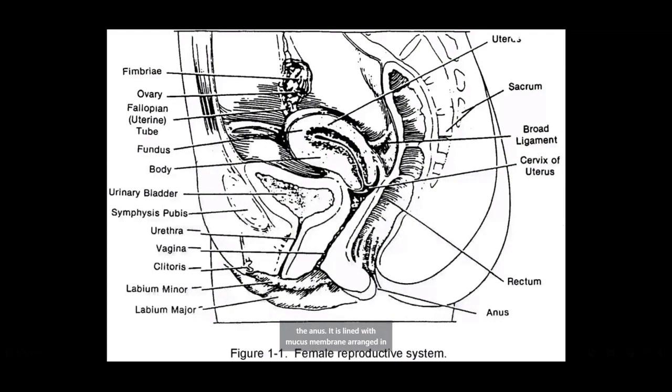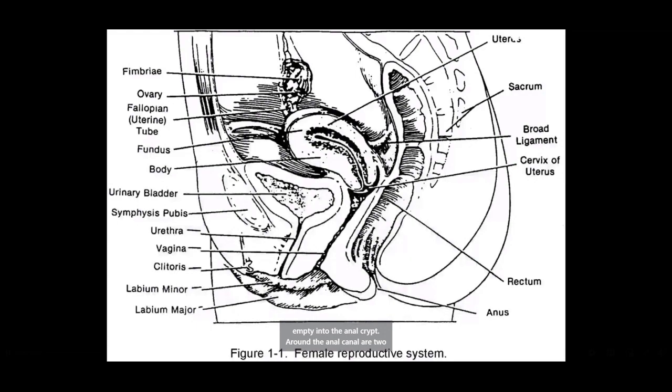It is lined with mucous membrane arranged in longitudinal folds called rectal columns, which contain a complex system of veins and arteries, commonly referred to as the internal hemorrhoidal plexus. Between each column is a recessed area called the anal crypt. The perineal glands empty into the anal crypt.